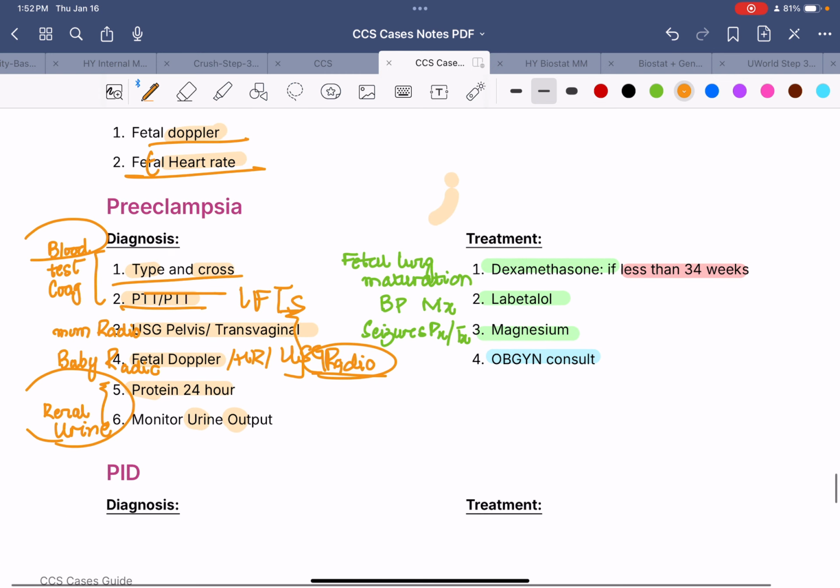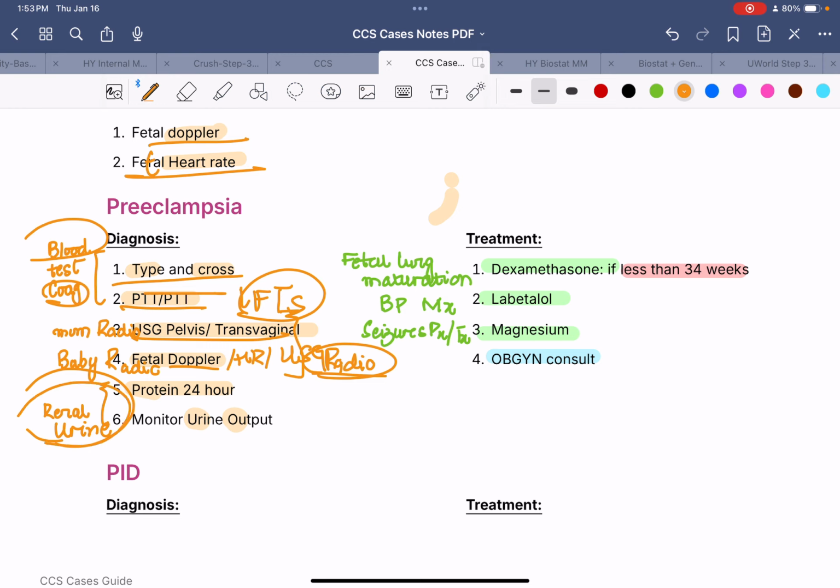And similarly, since the patient is at acute risk of bleeding along with undergoing some sort of surgery, we are going to prepare for that by doing a blood type and cross match. So these are the coagulation tests and the liver function tests which we are going to do in the blood test. Next off, we have the radiological tests. In that situation, one would be the mommy test and one would be the baby test. The mommy test would be an ultrasound of the pelvis or a transvaginal ultrasound. And next off, for the baby, to look for fetal well-being, we are going to do a fetal Doppler, right?